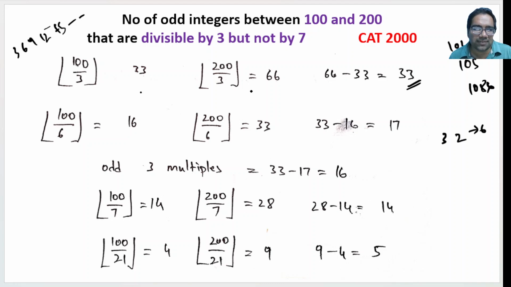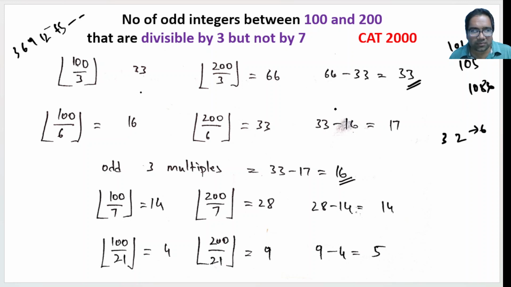How many multiples of 6? It is again the same, right? 100 by 6, floor of that is 16. 16 multiples of 6 are there till 100. And 200 by 6 is 33. 33 multiples of 6 are there till 200. So this 33 minus 16, 17 multiples of 6 are there between 100 and 200. So these 17 are actually even multiples of 3. So the odd multiples will be this 33 minus the 17. So 16 will be odd multiples of 3.